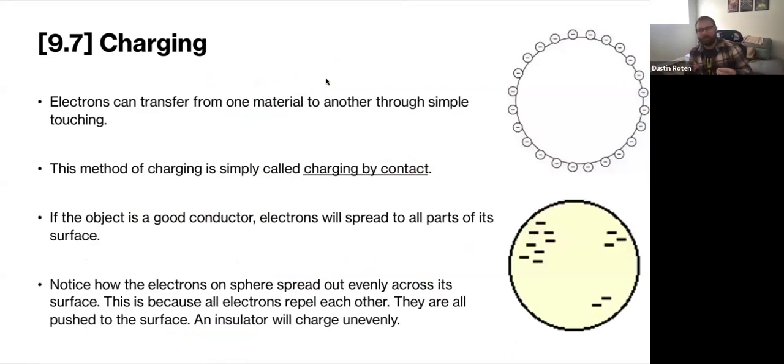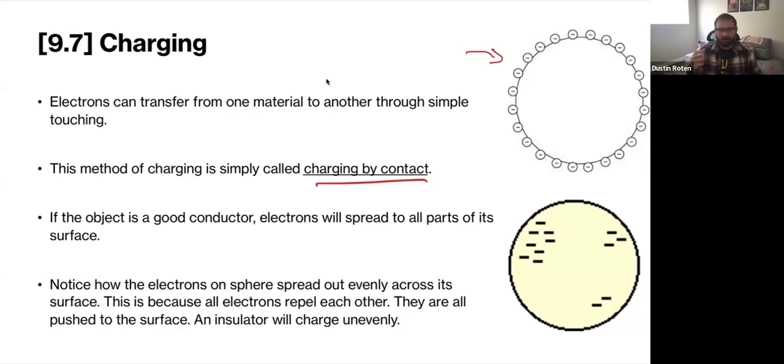Okay, now let's get back to charging by contact. When you do this, electrons transfer from one material to another just through that simple touch. That's the name, charging by contact. If the object is a good conductor, electrons will spread to all parts of its surface. Okay, so you can notice this in my first example here. Notice how the electrons on the sphere, they spread out evenly across its surface.